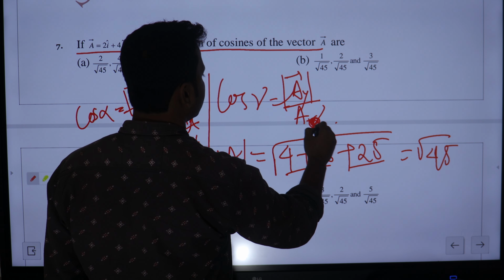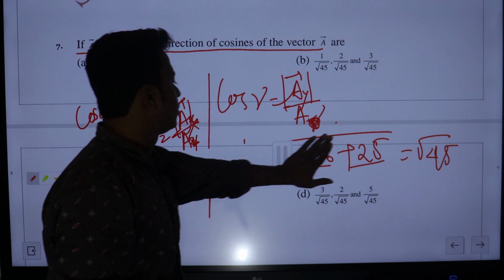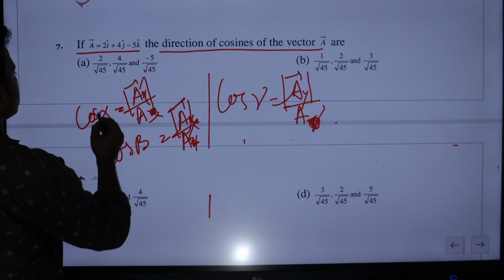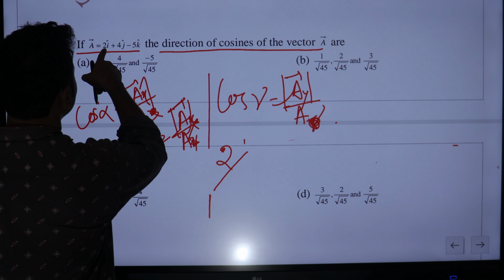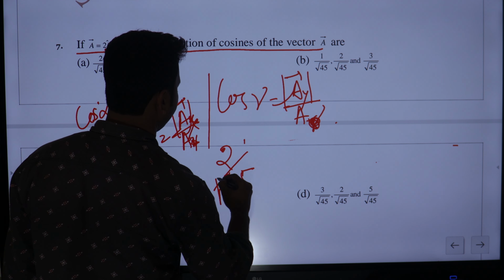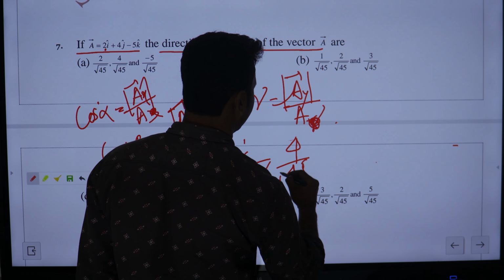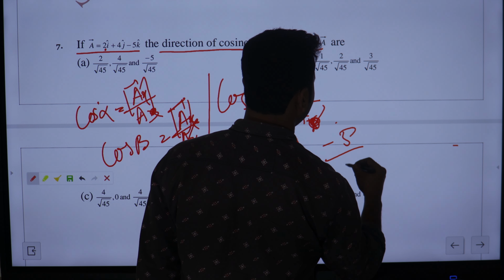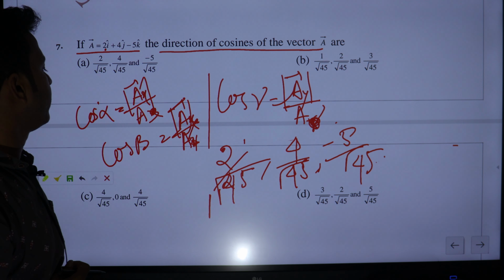Y by total vector. So you have to find the vector. This cos alpha direction cosine means 2y, 2 along the x-axis by 45. It will be 4 by 45. It will be minus 5 by 45. This is the vector. Okay. Next question.